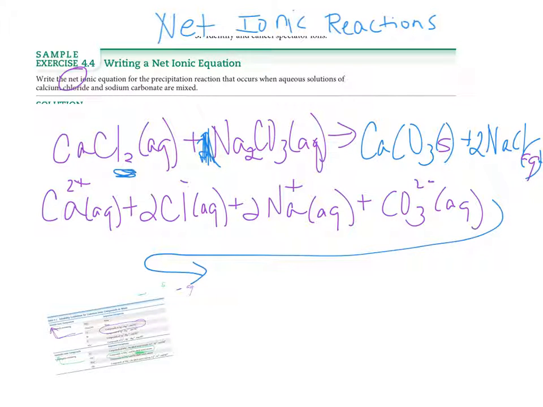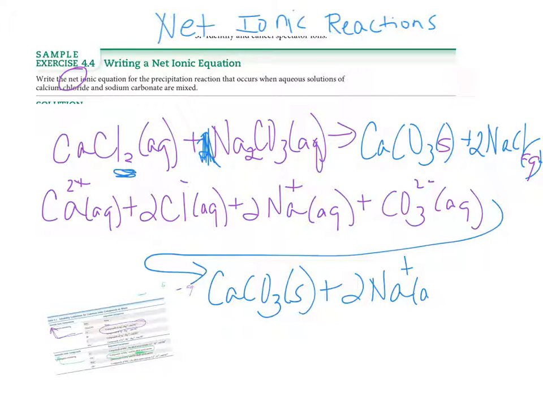My products, this is a solid, so this does not get broken into ions. It exists as a solid now. Calcium carbonate. The bonds between the calcium ion and the carbonate are stronger than the bonds between the water molecules in each of these. So this exists as a solid. Then I'm going to have, this is aqueous, so 2 sodium ions here. I label it as aqueous. And 2 chloride ions. You need the 2 so that it's balanced overall.